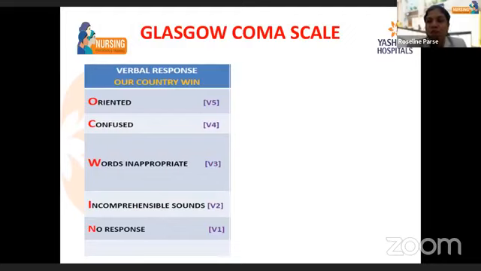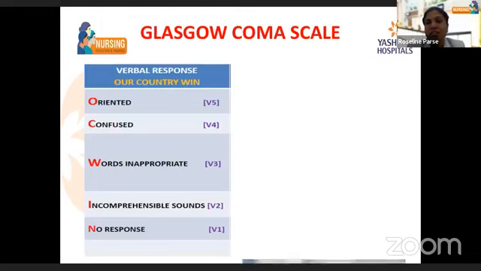Next is verbal response. The mnemonic we can remember is OCWIN. O for oriented. He is oriented to time, place, and person. We give him a score of V5. If the patient is confused, he's talking, but it is not quite relevant to the situation, it is V4. He's able to use words, but they are not appropriate. They are not complete in sentence. They do not convey a complete meaning. So it is V3. He cannot speak even a word, but he groans or he moans. He makes some kind of incomprehensible sound, then it is V2. No response at all, V1.